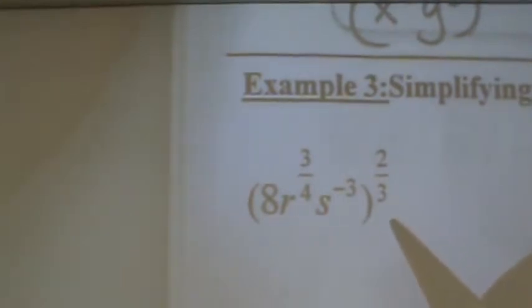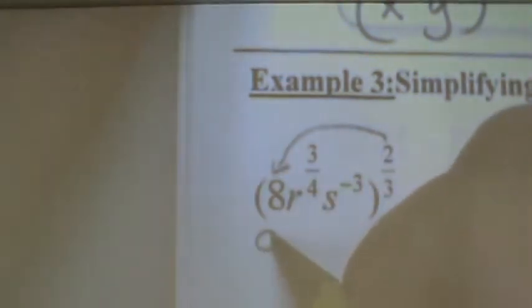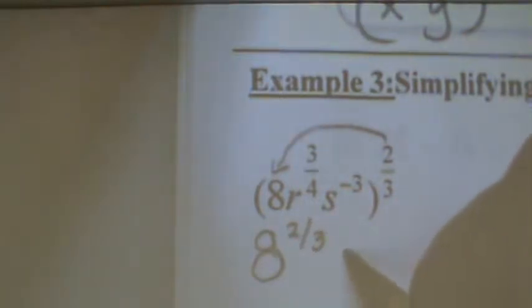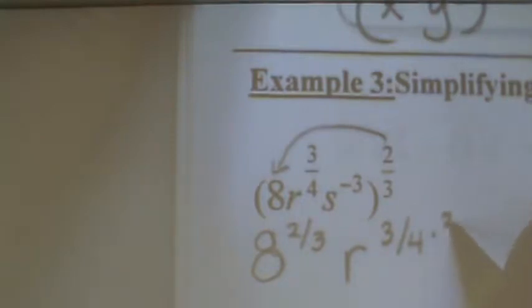So see this problem? Believe it or not, you just said it, Lily. Go ahead, Lily, what'd you say? You distribute the 2/3. Okay, so you do 8 to the 2/3, and then you're gonna do r to the 3/4 times 2/3, and then you're gonna do s to the negative 3 times 2/3.